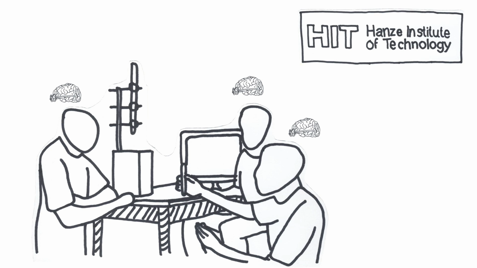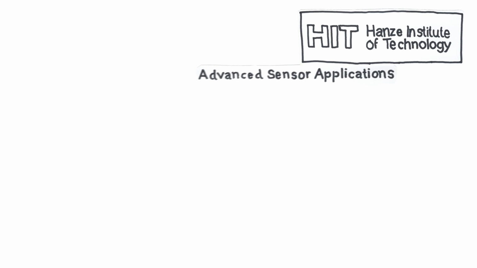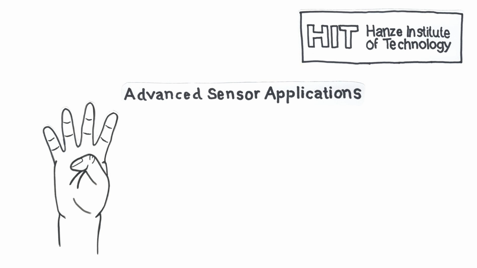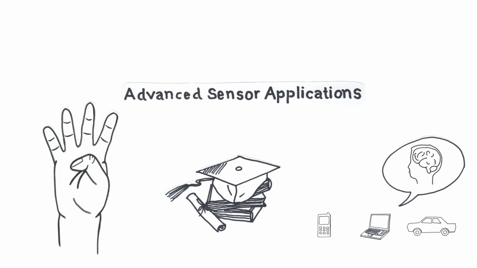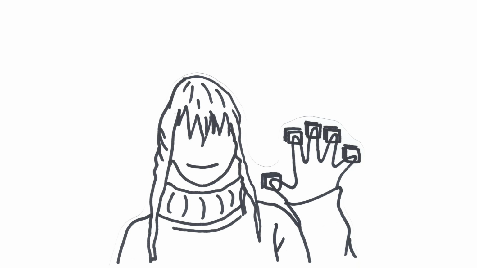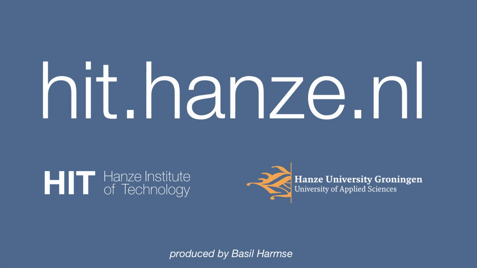That is why the Hanze Institute of Technology in Assen, the Netherlands, started a new study called Advanced Sensor Applications Bachelor Program. In this 4-year study, you learn everything you need to learn to make products know what we want to do with them. Learn more at hit.hanze.nl.